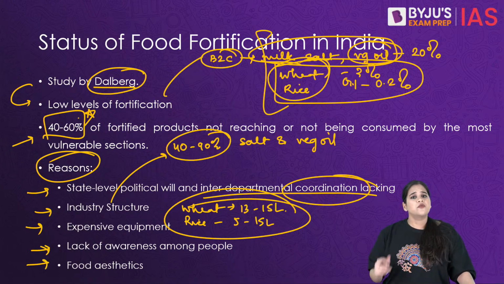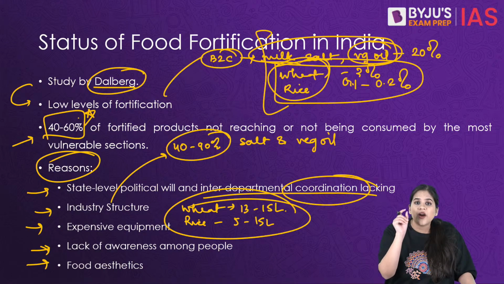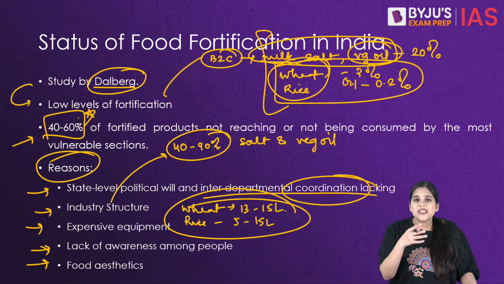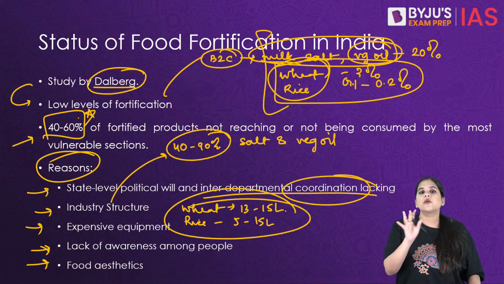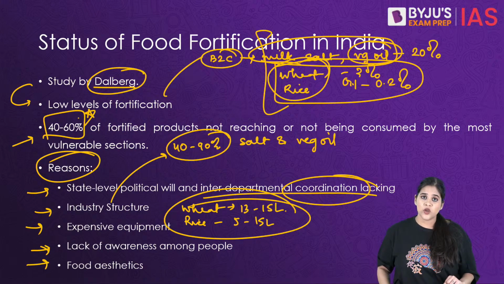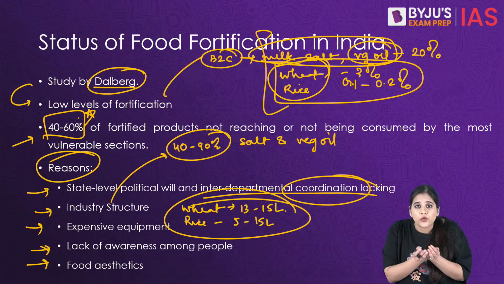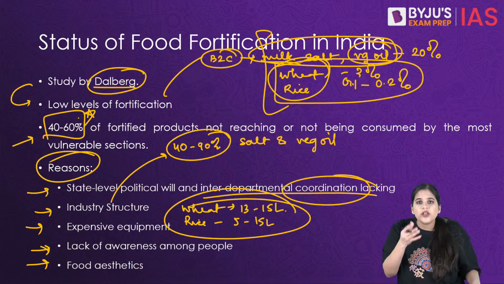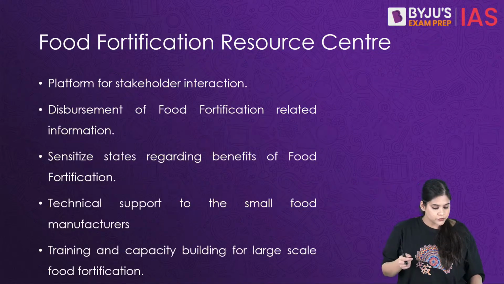Then it is about food aesthetics. Example, the double fortified salt causes certain amount of discoloration in the food. So many people do not prefer to use that kind of salt and they use the normal salt instead. So the aesthetics, the look, it changes the look of the food. That fortified food sometimes does that. So people do not prefer to eat it.